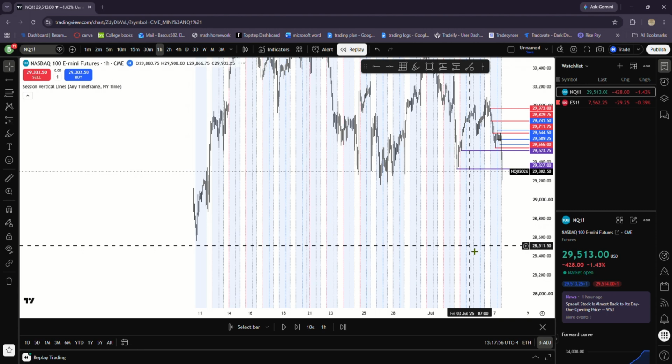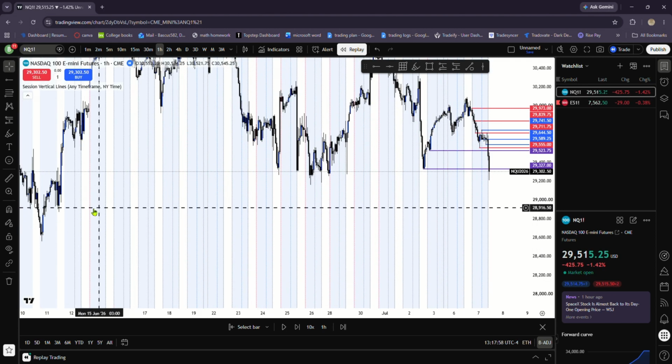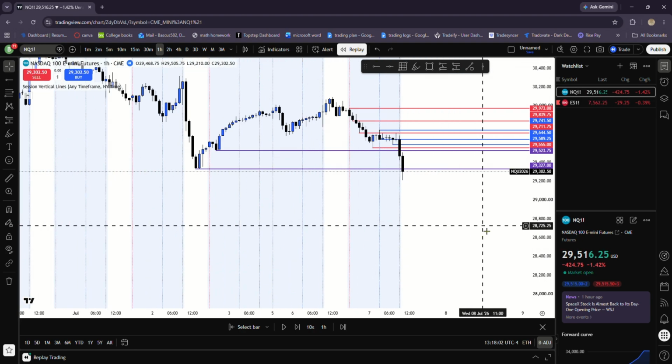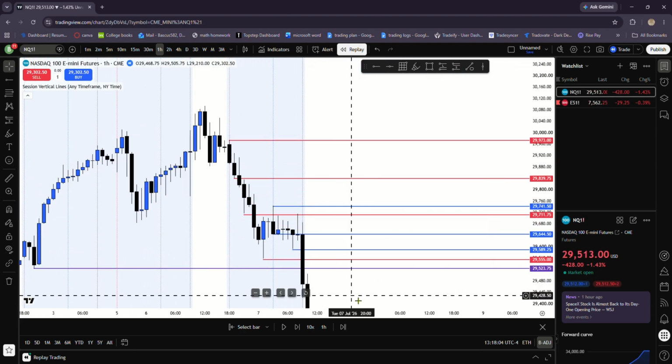So yes, there's other draws on liquidity. You have ones all the way down here. You have ones down here. We also took out this one too, right? So there's a lot of draws on liquidity. Just want to show you guys how that works, right?